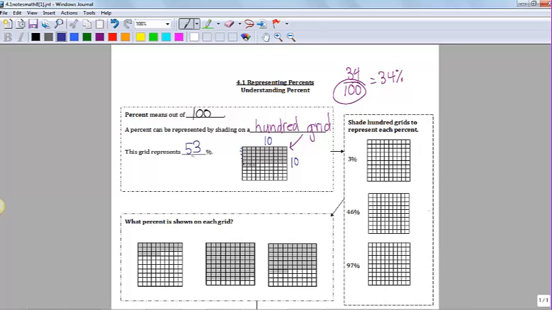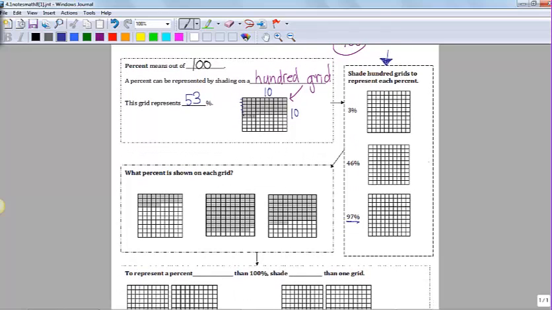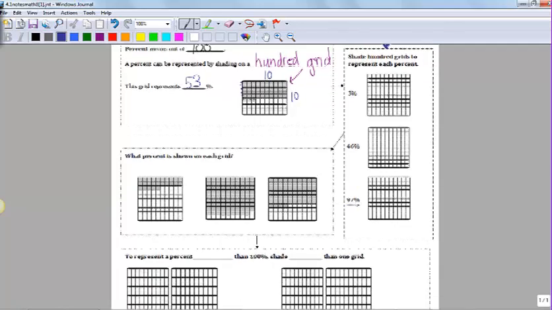Okay, so why don't you please pause the video now and try your own 100 grid, shade in the ones below. 3%, 46%, 97%. Once you're done, you can start again. Okay, welcome back. Hopefully you got those correct. You can check the answer key that will be posted on the website and see how you did.